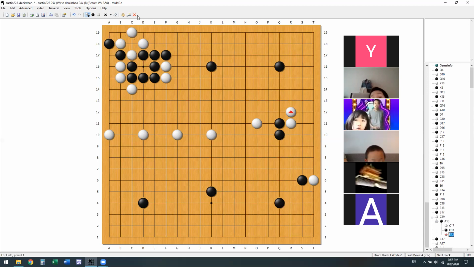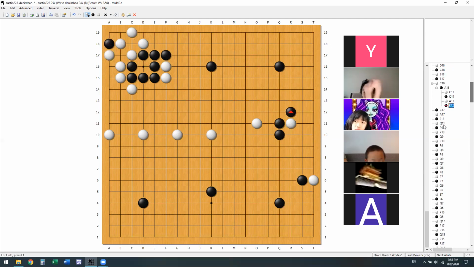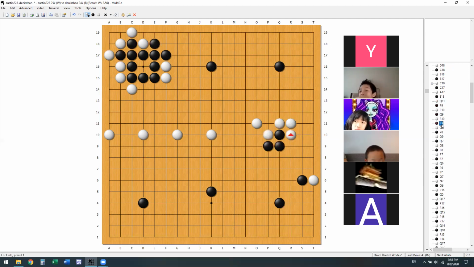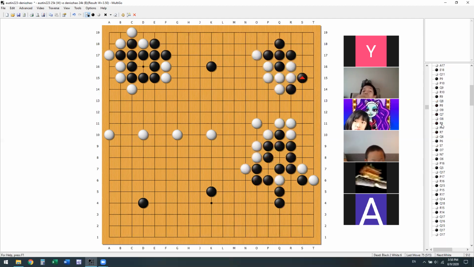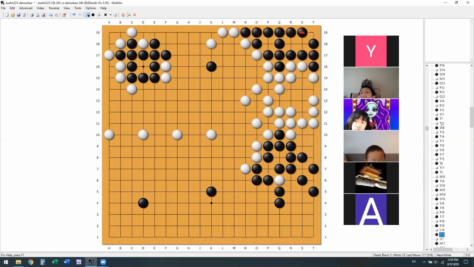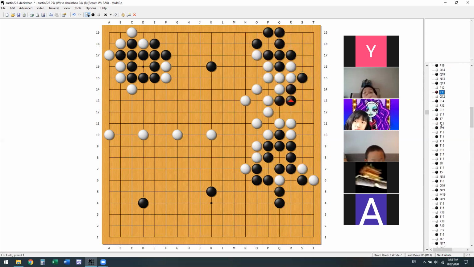Well, if he doesn't answer, when you go here, he can connect back, but then you can kill this stone, which is also very big. So again, this is a co-fight. Eventually, I think the problem for black is here. Okay, right now it's for black to go, for Dennis to go. And this move here is not right.